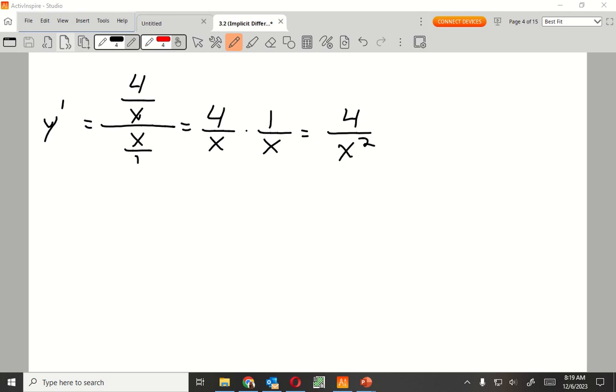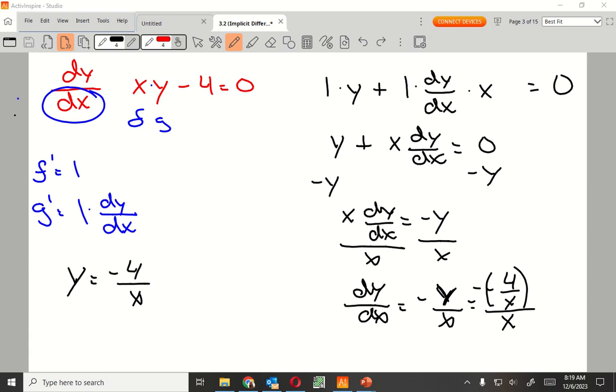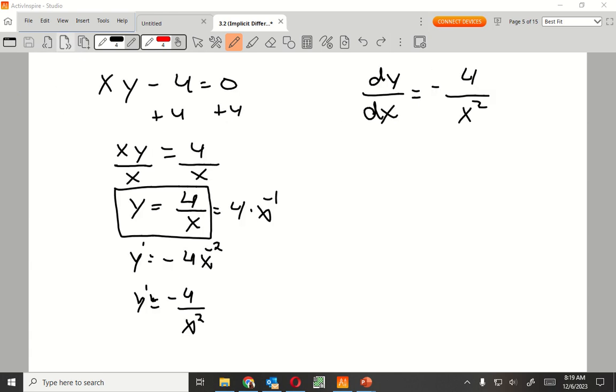Isn't that the same as what I had over here? By isolating it first, I ended up eventually getting the same thing, right? Is this the same as what I had over there? 4 over x squared. Okay, the same number, but one is negative and this one is positive. Where am I losing it? Did I lose a negative?